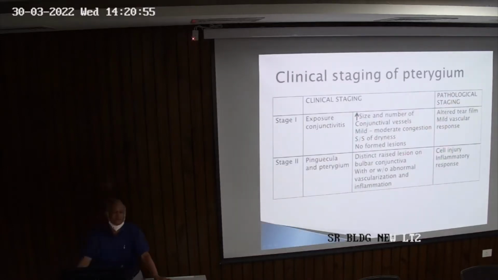Then the stages come. What are the stages? Stage 1 is exposure conjunctivitis. With more exposure, this causes inflammation and redness. That is the first stage. Then the pinguecula. Pinguecula is the precursor of pterygium. It is a degeneration of the conjunctiva, a triangular fold just near the limbus, and that is the precursor of the pterygium.